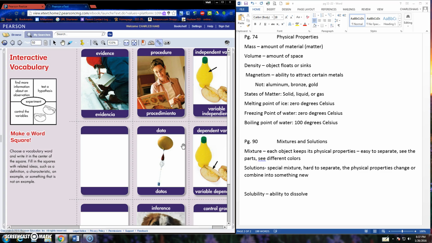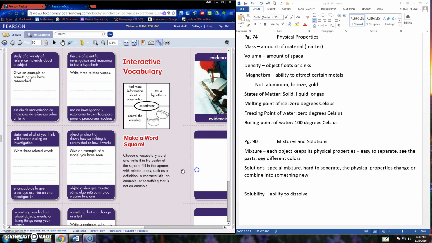Do you have homework? No, you do not have to study these. If you would like to become better at science and you need practice on these words, you might want to flash through them. But you do not have to study them at home for homework.